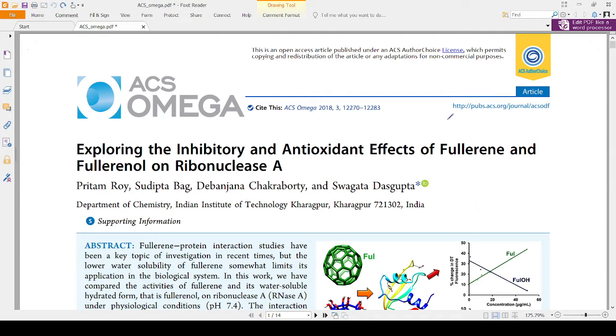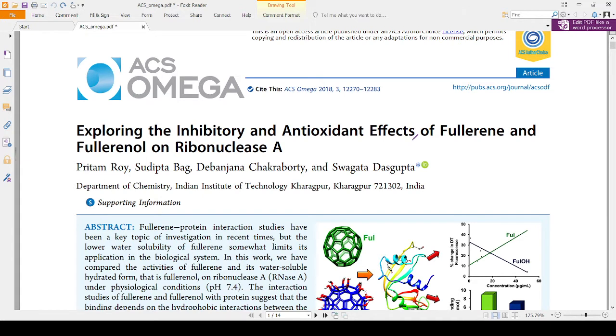In today's video, we are going to discuss the effect of nanoparticles like fullerene and fullerenol on proteins like ribonuclease A. This article came out in ACS Omega in 2018 from Professor Swagata Dasgupta's lab at IIT Kharagpur.